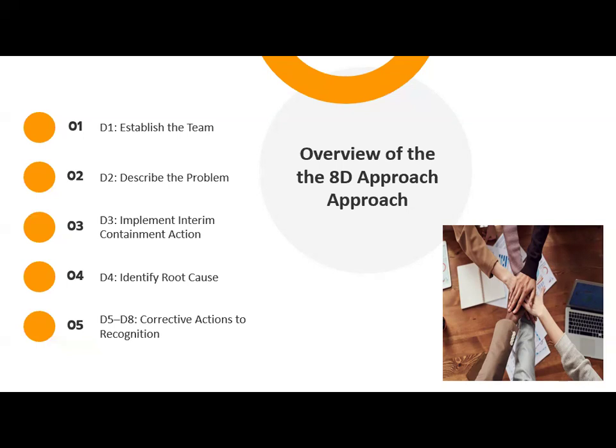Now, the process itself can be broken down into 8 disciplines or steps, from forming your team, that is D1, to recognizing your people at the end, that is D8. So every step serves a purpose. Along the way, we also use tools like 5 whys, brainstorming, fishbone diagram, Pareto charts, and control charts to support our decisions with data, not just by gut feeling.